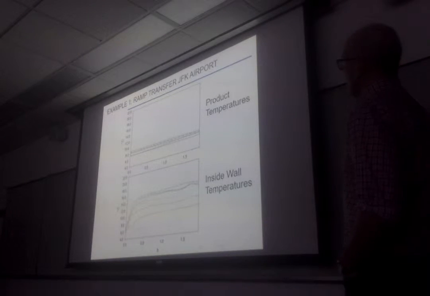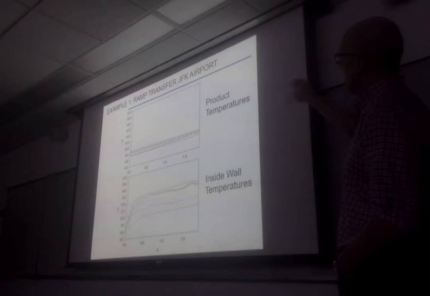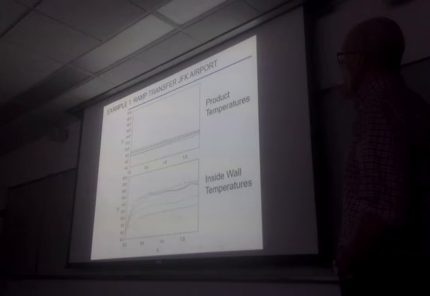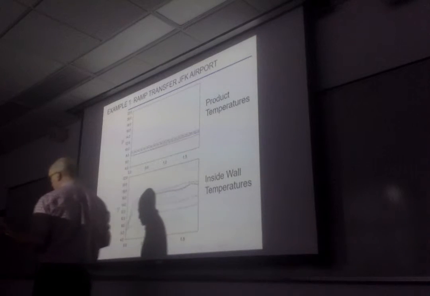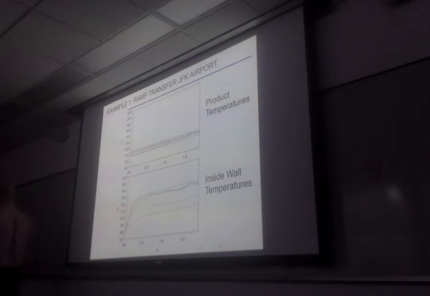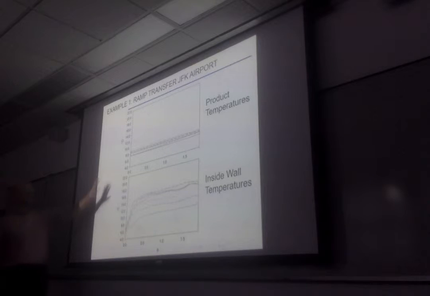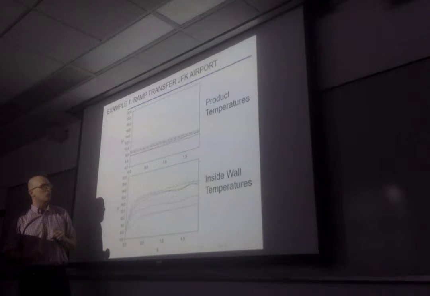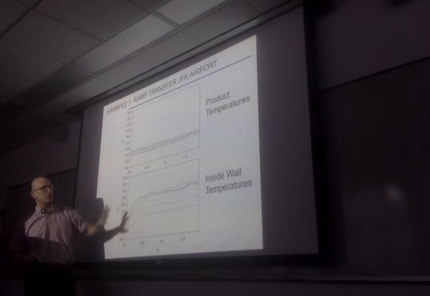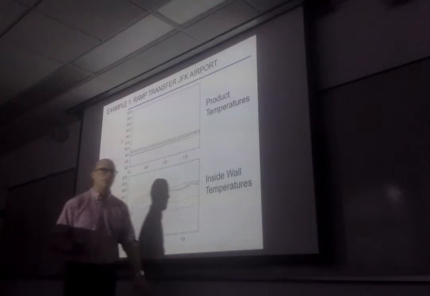So the first example is a ramp transfer at JFK Airport. Ramp transfer means that your cargo is taken from storage, in this case cold storage, and is brought outside awaiting to be loaded on the airplane. So that's what's called a ramp transfer. On these two series of graphs, on the top one, you have the product temperature, so the sensors that are embedded in those water bottles. And in here, you have the temperature of the wall of the container.